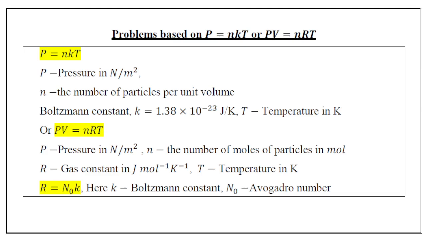Find the difference, because in P equal to NKT, N is the number of particles per unit volume, and in PV equal to nRT, n is the number of moles, R is the gas constant, T is the temperature. And there is a relation between gas constant, Avogadro number, and Boltzmann's constant. It is R equal to N0 K.